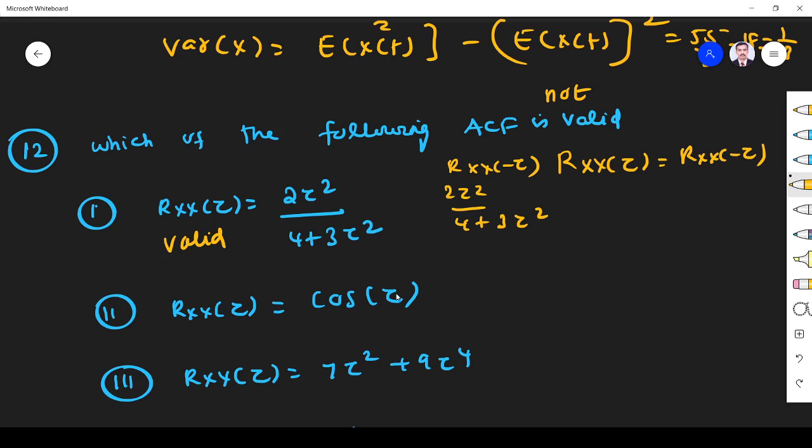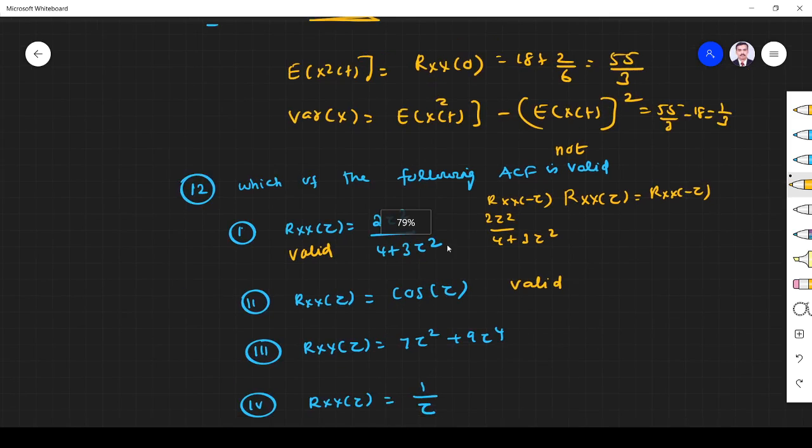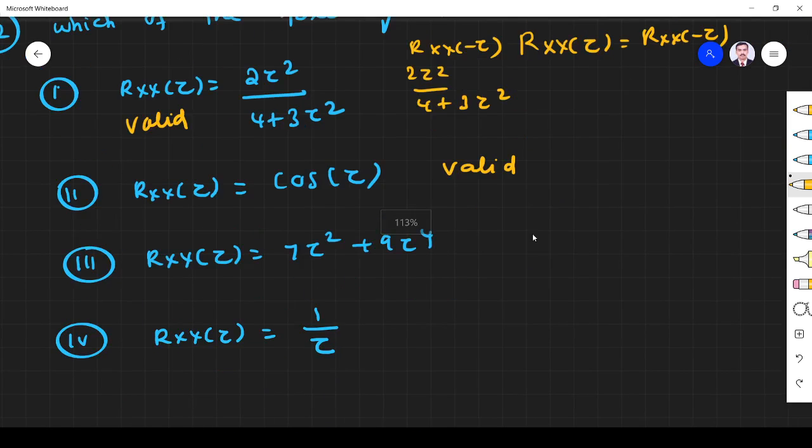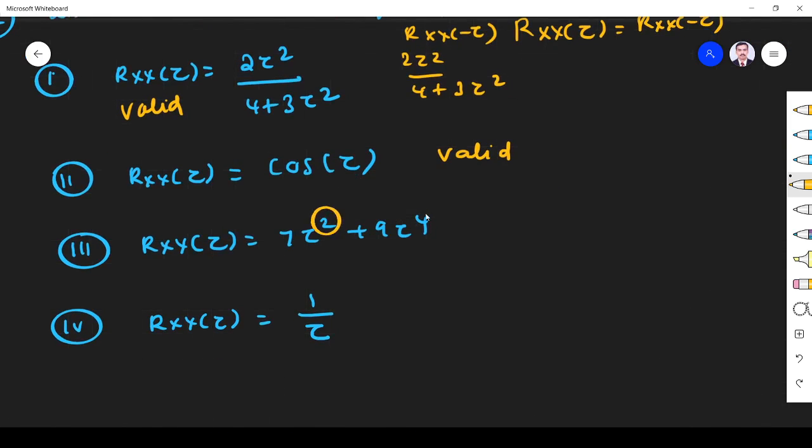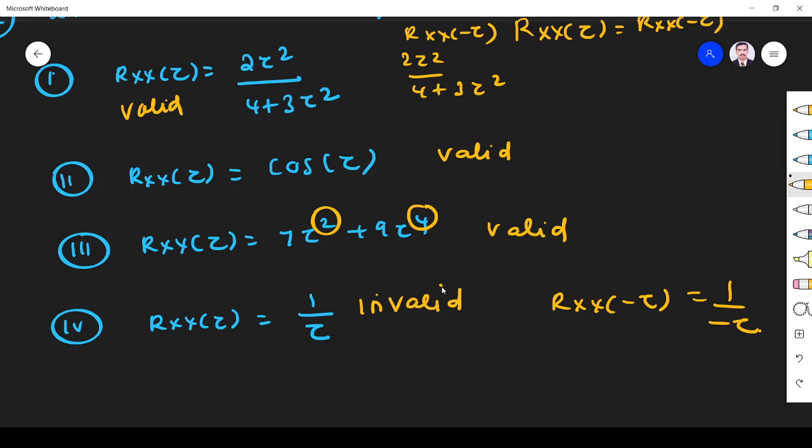This is a valid one, because Rxx of tau is Rxx of minus tau. If I substitute tau as minus tau, again it is a cos term only. Cos is an even function, so it is a valid one. Here you see it is even; it is squared, and square means it is always an even function, so it is also valid. But here, if I find Rxx of minus tau, it will become 1 by minus tau, which is odd. Autocorrelation is an even function, so it is an invalid function. Okay.